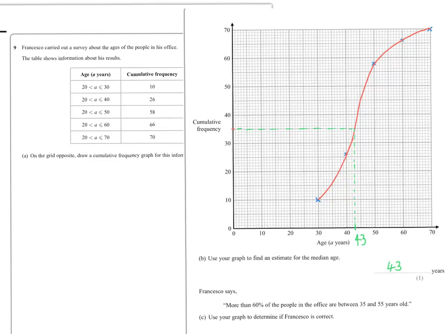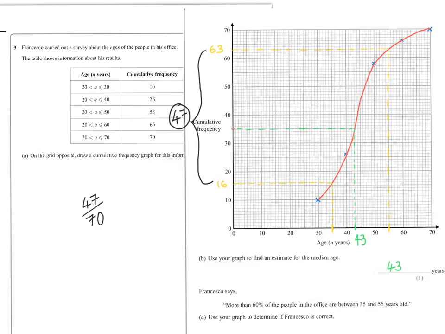And then it says use your graph to find an estimate for the median age. Well, as there were 70 people in the office, I went to the halfway mark, 35. I read along. You'll do this with a ruler in your exam. And I read down to 43, and the mark scheme happened to say 43 as the answer. Francesco then says more than 60% of the people in the office are between 35 and 55 years old. Use your graph to determine if Francesco is correct.